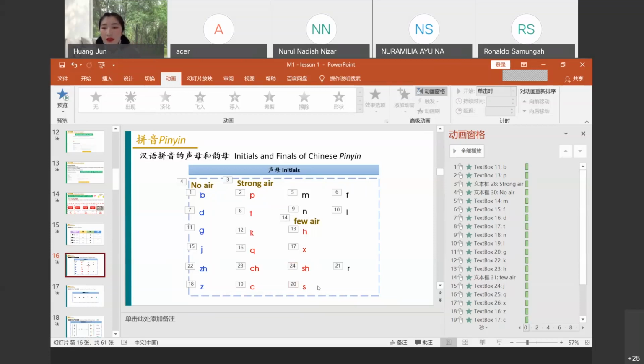I already uploaded the MP3 for how to read every initial in the WhatsApp group. You can download it from our online learning, and also find it in our WhatsApp group. Make sure every time you practice, as I told you, put your hand in front when you read it.